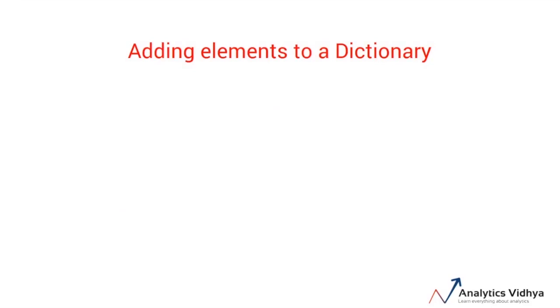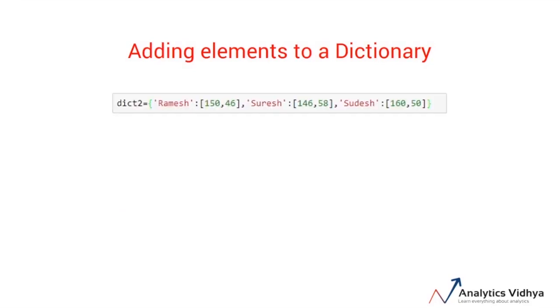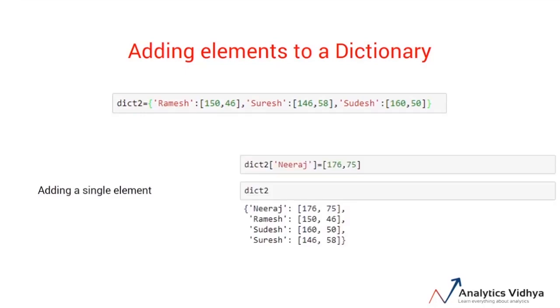Now let's move on to how we can add elements to a dictionary. Let us try and add a single element to a dictionary first. So this is the dictionary that we'll be working on. To add a single element, we can do something like dict2, the name of the key that we want and the value that we want to add. So operations such as dict2 Neeraj equal to a list of two numbers 176 and 75 will add this value and this key to the existing dictionary. So when we print dict2, we can see that there is an entry named Neeraj that is added to the dictionary.